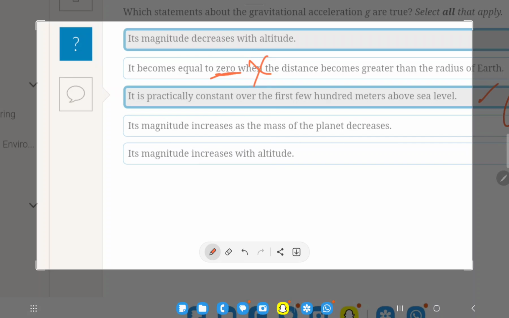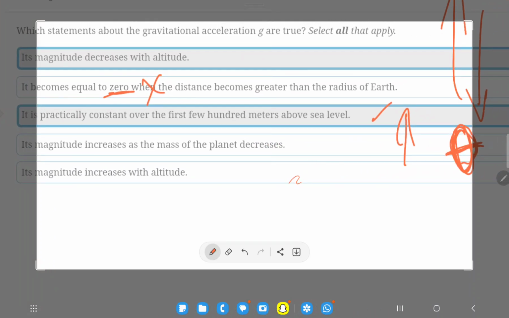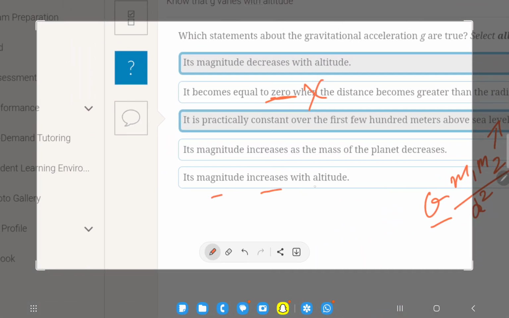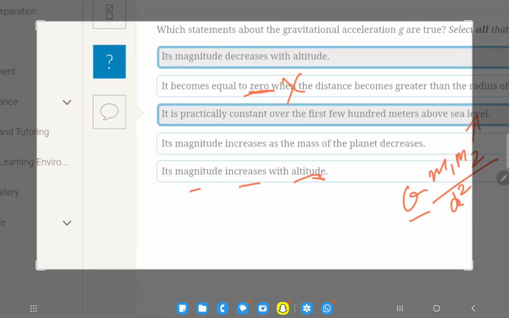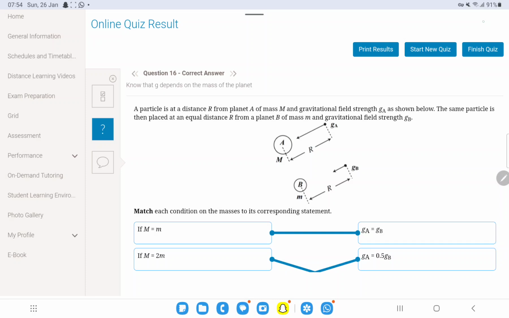Its magnitude increases as the mass of the planet decreases. No, it doesn't. We have the equation F = G m1 m2 over d squared. So the more the mass goes up, the more the gravity goes up. Its magnitude increases with altitude? No, it doesn't. We just explained why it decreases with altitude.